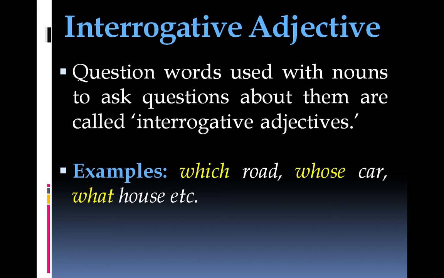Which is asking a question about the road. Whose? About the car. What? About the house. Whose, you must have noticed, is in possessive case. It's a possessive case of pronoun who. And nouns and pronouns of any kind, whenever they are used in possessive case, they are always noun modifiers. So you can call them adjectives also. For further details and for comparison with interrogative pronouns, you must listen to my lecture on interrogative pronouns.